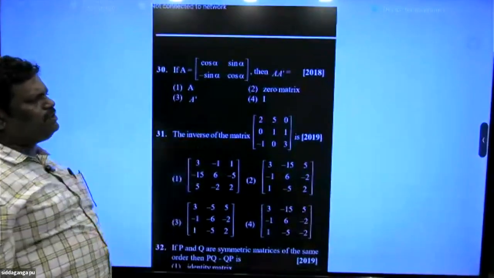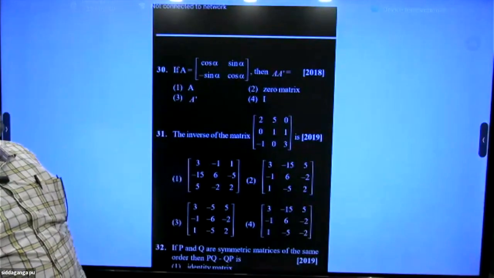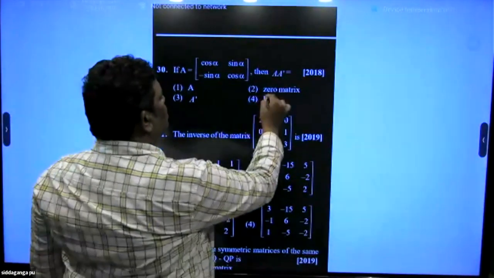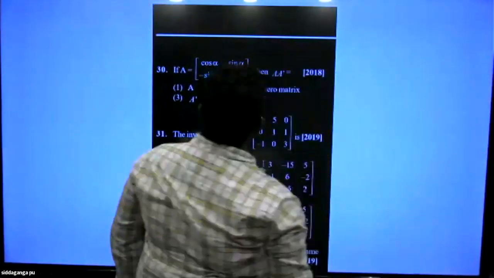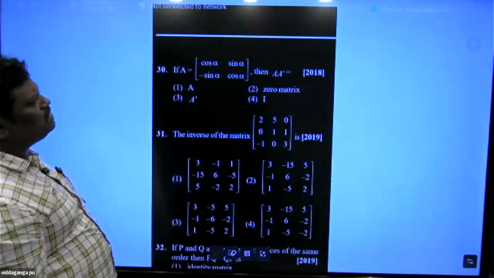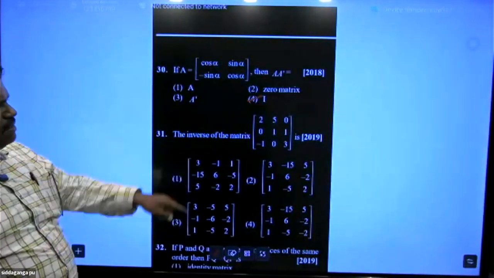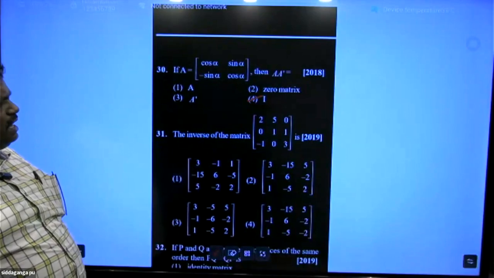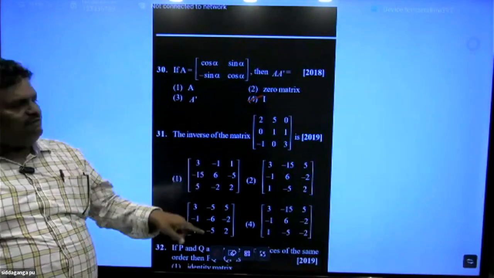A into A dash. Previously also I explained this one. We can take this matrix and its transpose. Then if you get the identity matrix as the answer, the inverse is not needed here. A into A transpose, if you get I as the answer, this one. Okay. Next, inverse of the matrix. Previously I explained this question. For the inverse of the matrix, we can find the det A value and the adjoint of the given matrix.